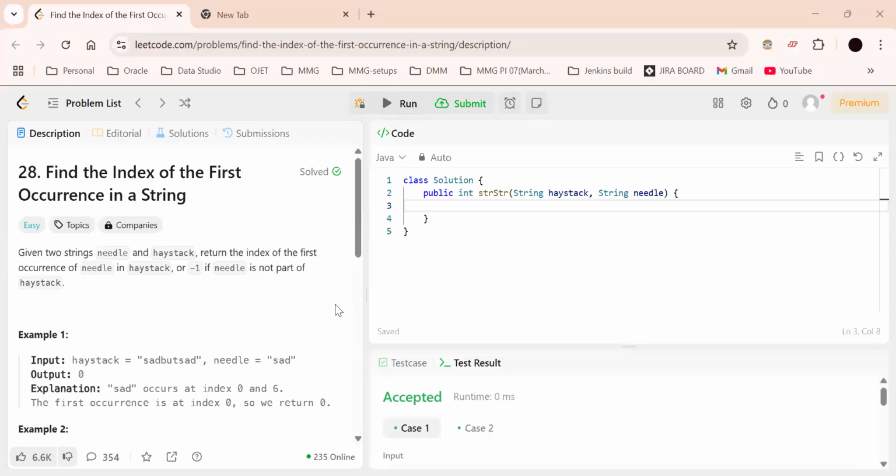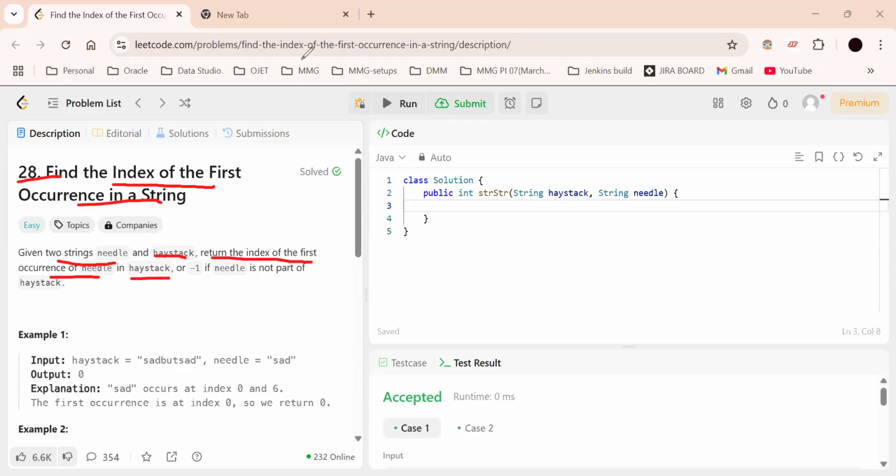Hi everyone, welcome back. Today we will be discussing a question called find the index of the first occurrence of a string inside a string. It is question number 28 from LeetCode, which is very simple and quite easy. Given two strings needle and haystack, return the index of the first occurrence of needle in haystack.